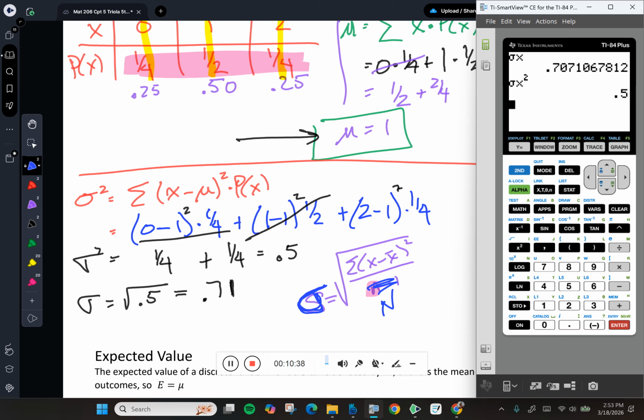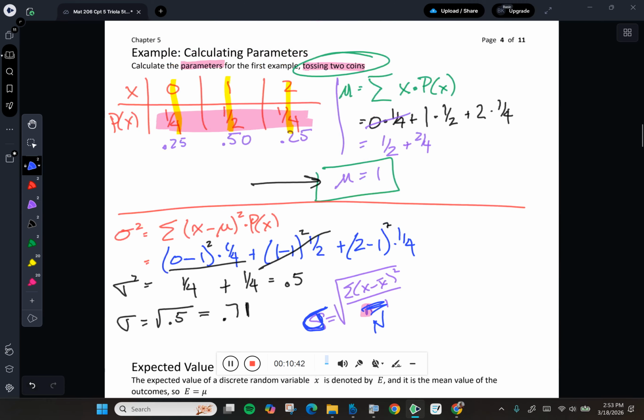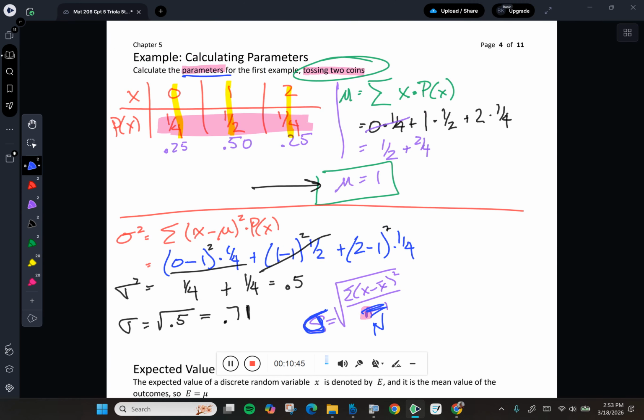Right? Okay, so now back to the problem. We were asked to find the population parameters for this example, and we found them. We found that mu was equal to 1. We found that the variance is 0.5, and the standard deviation is 0.71.